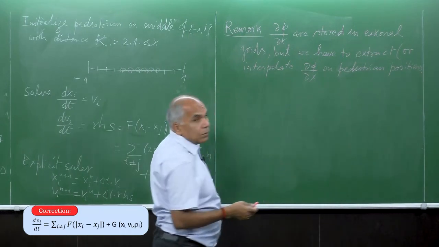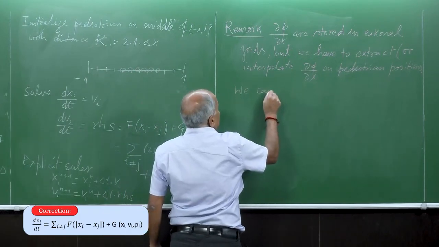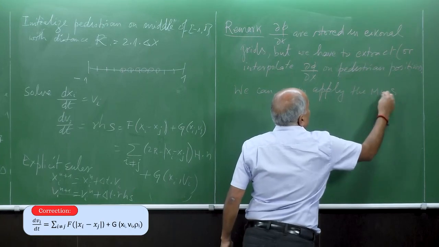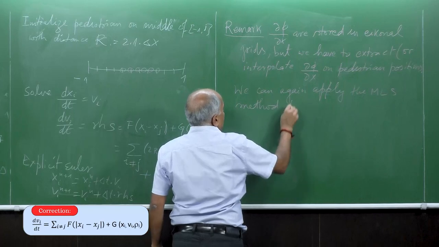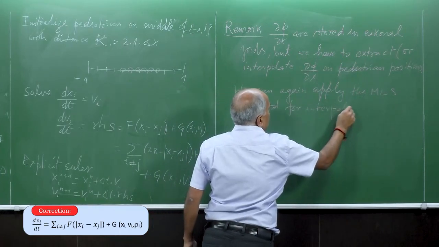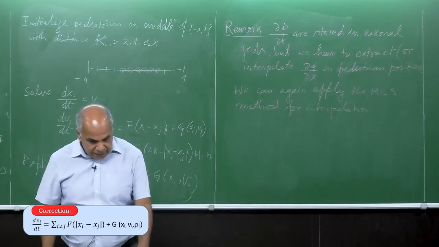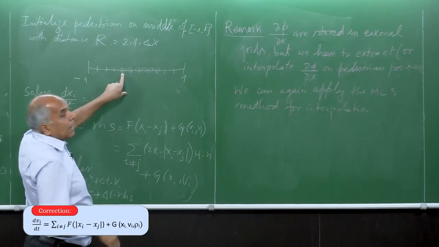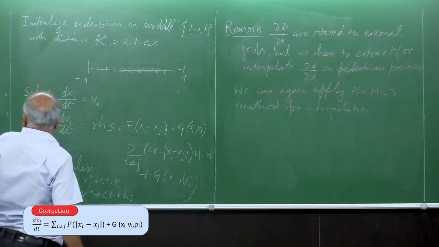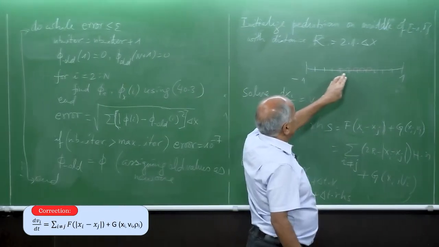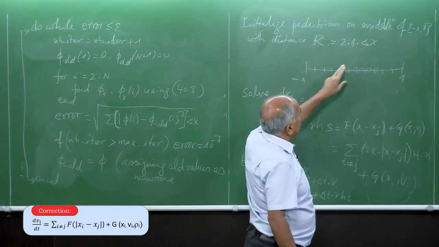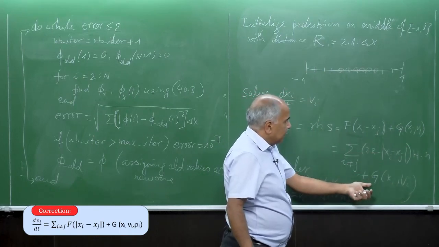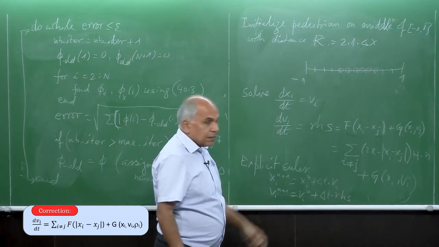So we can do it. We already know how to do the interpolation, so we can again apply the moving least square method for interpolation. So we have already learned the technique how to do the interpolation. Then we go to every pedestrian, look at its neighboring Eikonal grid points. There we have already stored del phi by del x, because in the algorithm I have already stored it. Once then we just do the interpolation at this point. Finally you compute all the right hand side vector, compute this force here, and compute this g of xi. And then we get the right hand side, then do the explicit Euler integration.